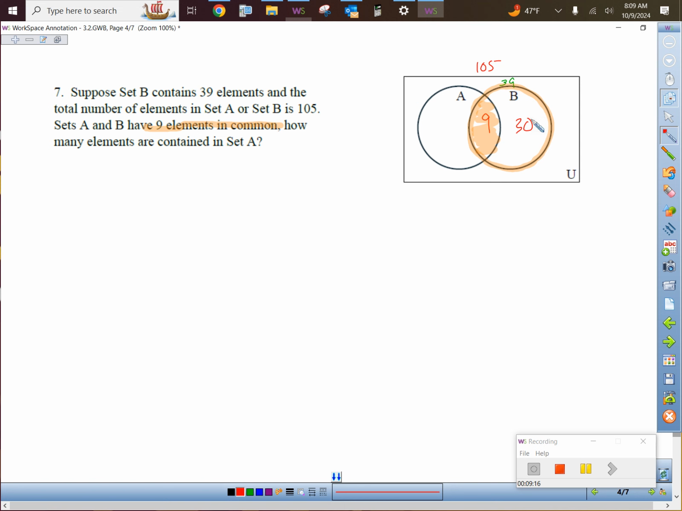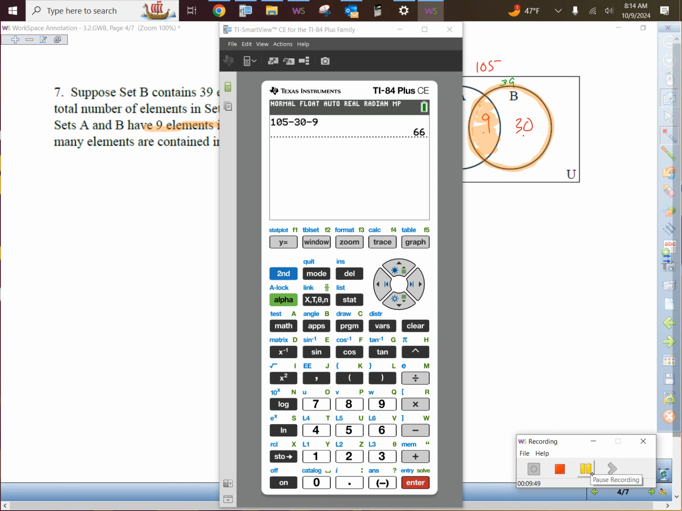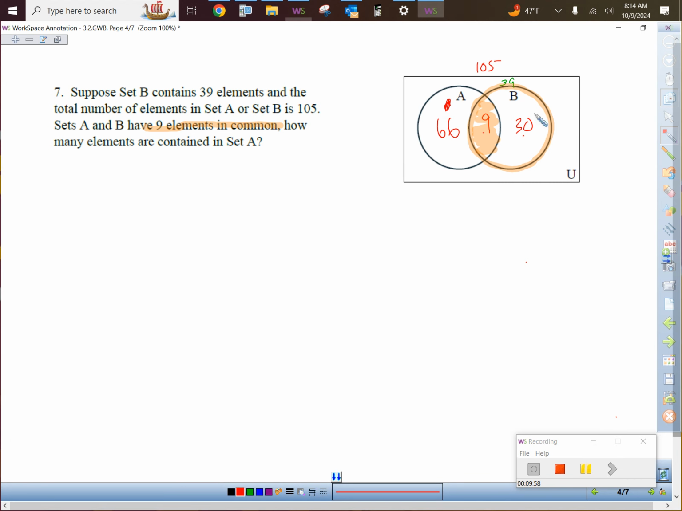Could you now figure out how many are in that other little piece, like region 1? Don't you know that altogether region 1 plus this region is supposed to add up to how much? 105. So grab a calculator and let's subtract. You just do 105 minus the 30 minus the 9, whatever order you're subtracting them in, and how much did you get? 66. And these three numbers have to add up to be 105. There's got to be 39 elements in set B, which there are. That's kind of weird.